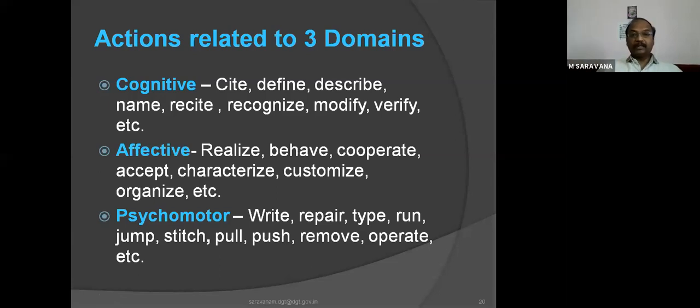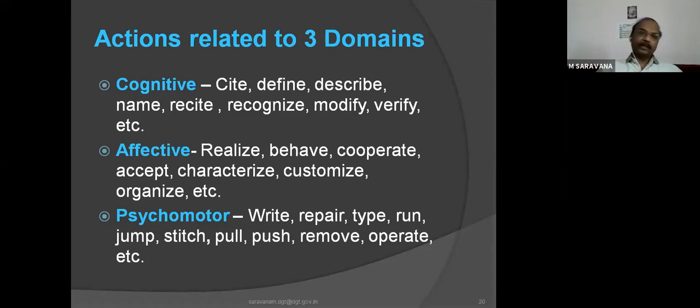That is the knowledge. Whatever knowledge an individual has gained should be recalled. The transfer of knowledge should be recalled so that the achievement of the teaching process will be completed. So we will understand that they have understood very well. So the cognitive domain, or knowledge-based actions, are terms like cite, define, and many others like explain, differentiate, distinguish, which we can use to write statements related to knowledge theory. Then the affective domain: you see realize, behave, cooperate, accept, characterize, customize, organize, etc.